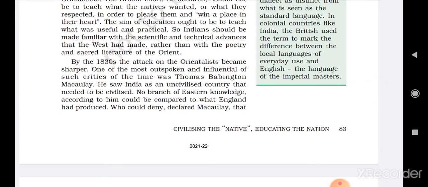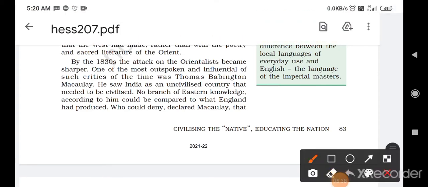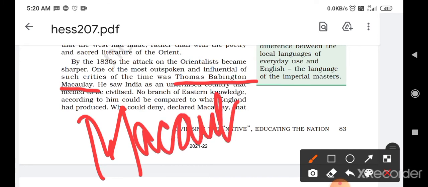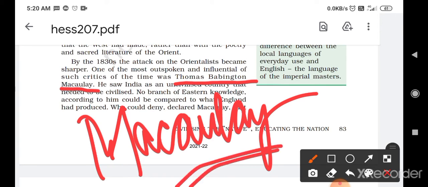Now, the next paragraph tells us that by the 1830s, the attack on the Orientalists became sharper, right? There was maximum opposition towards the Orientalists at that time. One of the most outspoken and influential critics of the time was Thomas Babington Macaulay. We usually call him only Macaulay. Thomas Babington Macaulay saw India as an uncivilized country and wanted to civilize it.